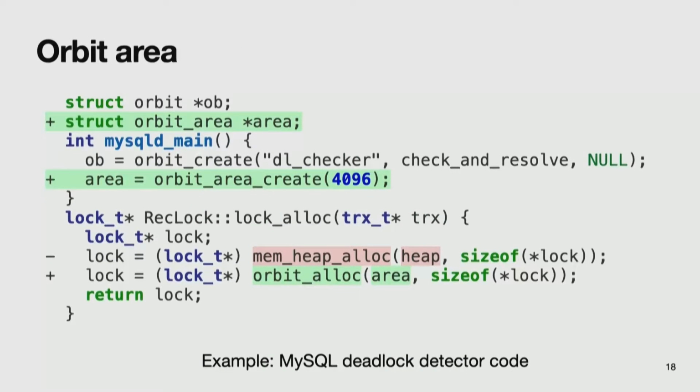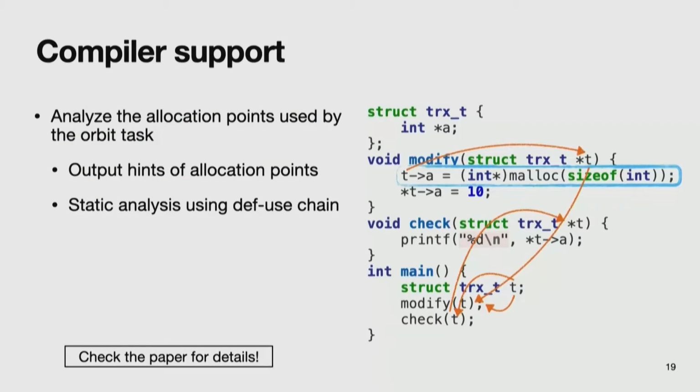This requires the developer to first create an orbit area and then replace the necessary allocation points with orbit allocation APIs. But all the usage points do not require changes. To ease this process, we implemented a helper tool. For a given task entry function, the tool uses static analysis to find the list of allocation points that would be used by the function and its callers. Our paper describes this part in more detail.